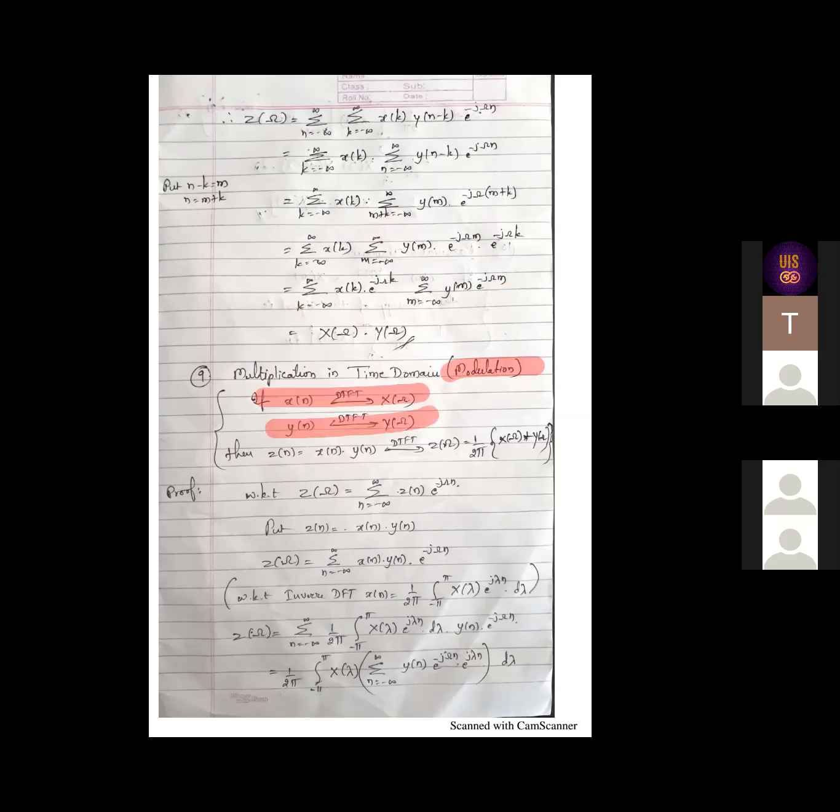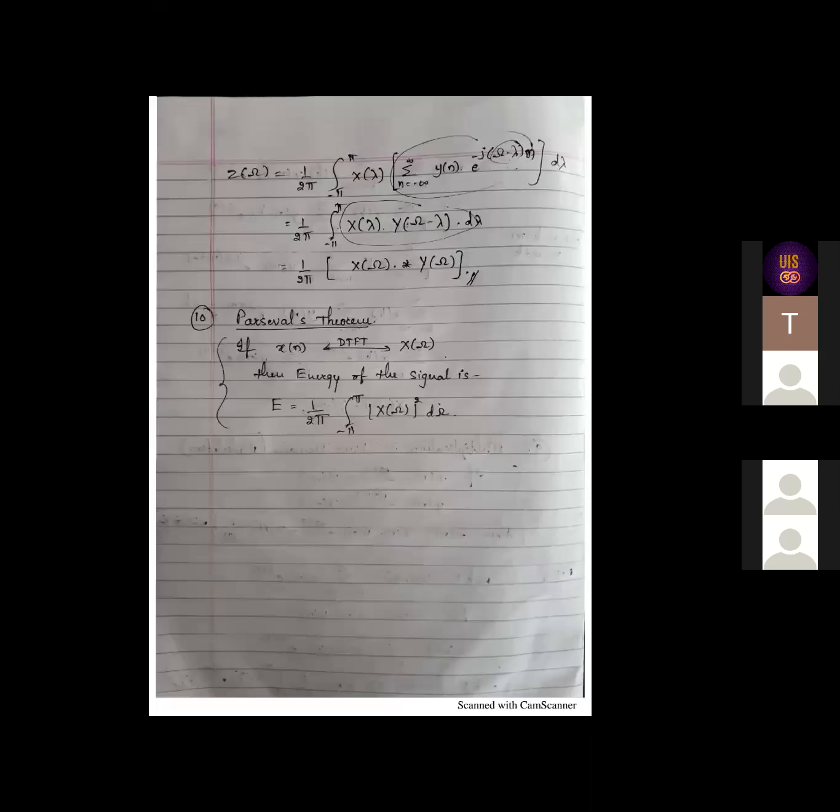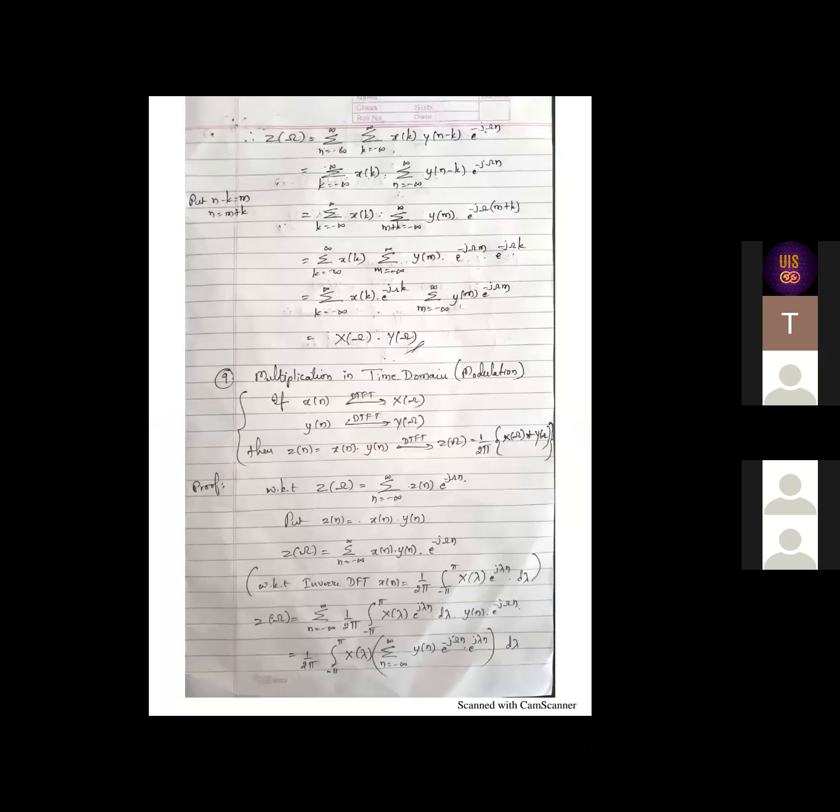If you have two different sequences, x of n and y of n, with their Fourier transforms X of omega and Y of omega, then if these two sequences are multiplied in the time domain, their Fourier transforms get convolved, the reverse. No doubt we will get a certain constant here, 1 by 2 pi, but it's the converse of the earlier property. Multiplication in the time domain changes to convolution in the frequency domain. So it is the reverse property. This property last, we will just check out.